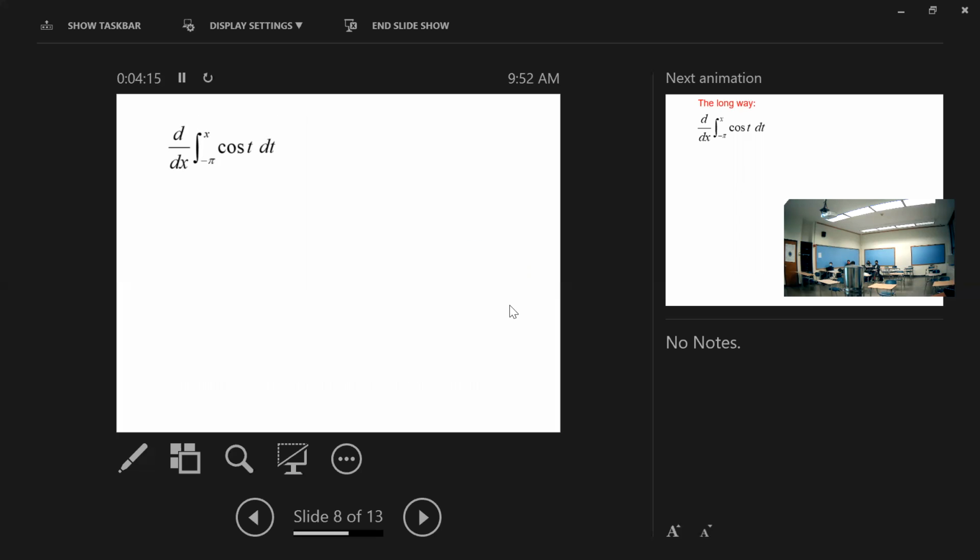So here's a question. Ready? Now this is in your book. This is example 1 on page 295. It is poorly written. We'll explain to you why. But here's the question. What do you want to do? You want to take the derivative of this integral. Yes, this one.